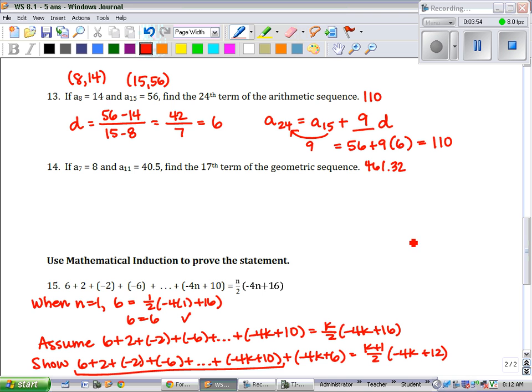Okay? So there's the arithmetic. You're finding D, basically just finding a slope, and then building on one of the terms you already know.